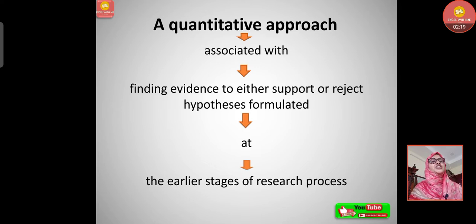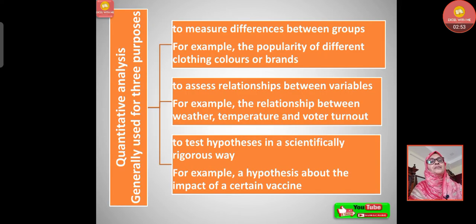Now a quantitative approach is associated with finding evidence to either support or reject hypotheses formulated at the earlier stages of the research process. Obviously, whatever study we are doing related to research, in the earlier stages, we want to find the evidence. Why? To support our research problem, whatever objectives we have created, whatever hypothesis we have taken, maybe null hypothesis or alternative hypothesis, to accept or reject. Through this only we understand with the analysis.